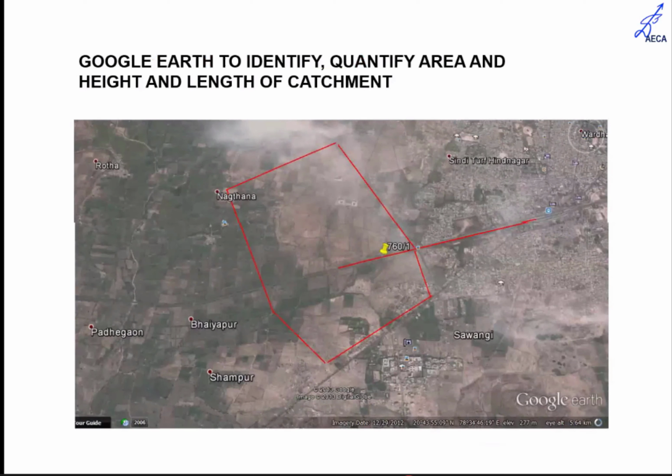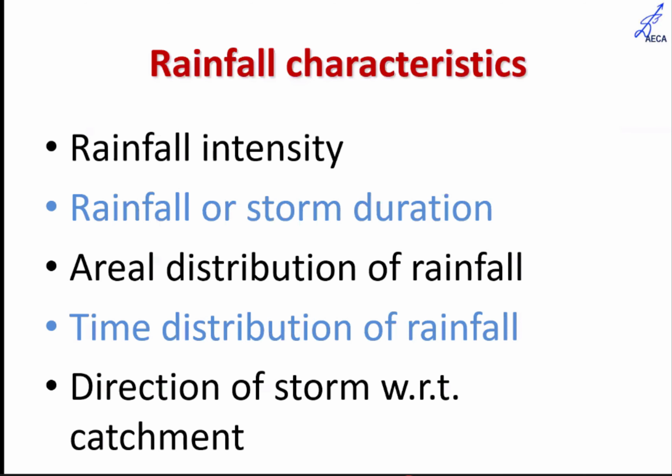We can use Google Earth also to identify catchments, particularly it helps in the small catchments. You can use Google Earth to demarcate, delineate a catchment, as also find out the difference between the highest point and the lowest point, or the outlet of the catchment, which is used for calculation of the time of concentration.